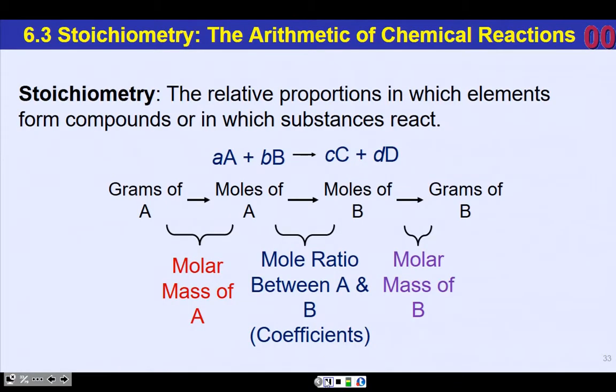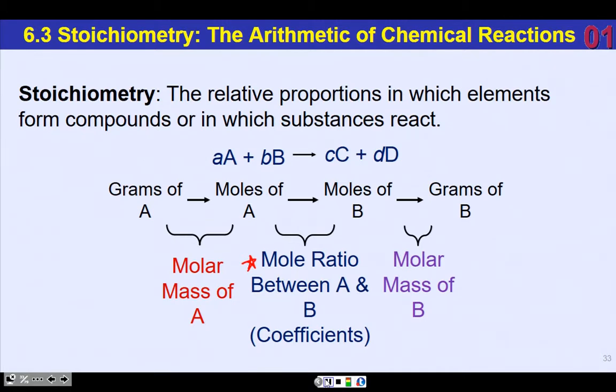Stoichiometry requires a bunch of proportions that we need to pay attention to. The relative proportions in which elements form compounds or in which substances react gives us stoichiometry. And in order to do that, we need to understand that it's always related to the moles. It's always based on a mole per mole, which is equivalent or similar to talking about molecules reacting. Moles are just multiples of molecules. And so we always have to come back to the mole ratio between the things in a reaction.